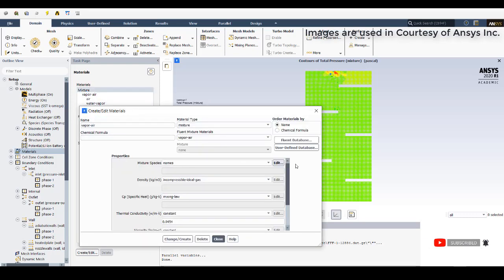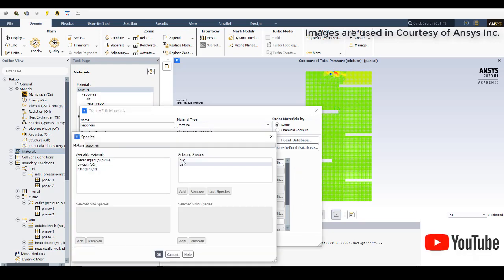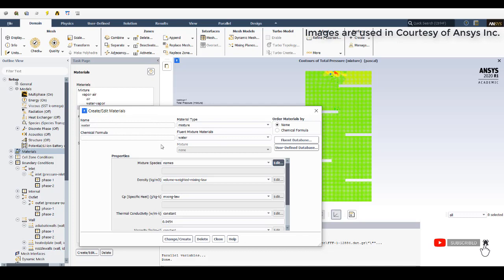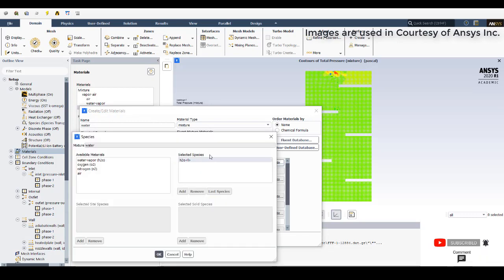rename it as vapor air, and go to mixture species. Just try to place water vapor as the layer and remove all the other species by just removing them, and add only water vapor and air. Similarly, create another mixture template where we'll have only water liquid as our species.